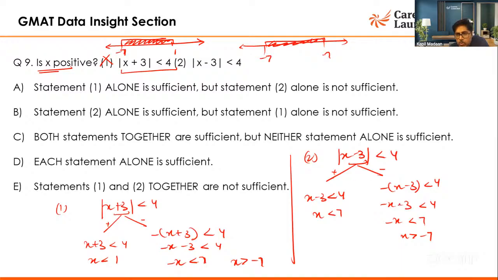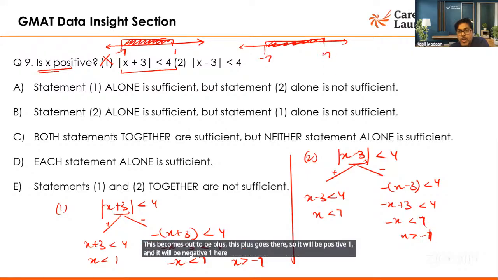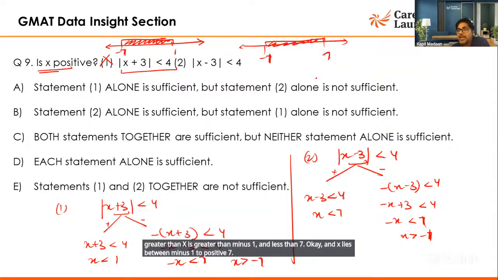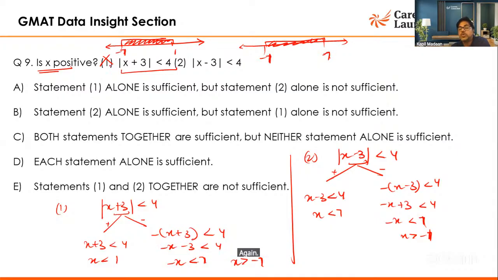This becomes plus. This plus goes there, so it will be positive 1 and it will be negative 1 here. So x is greater than minus 1 and less than 7. Again, x lies between minus 1 to positive 7. Again, is x positive? x could be positive, x could be negative. Second statement alone is not sufficient.